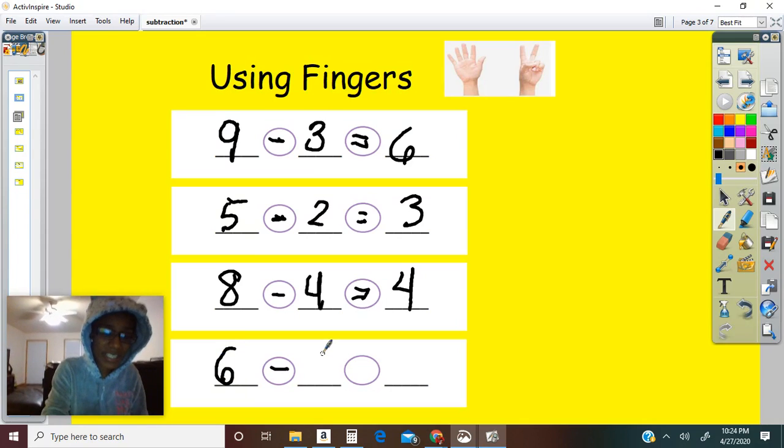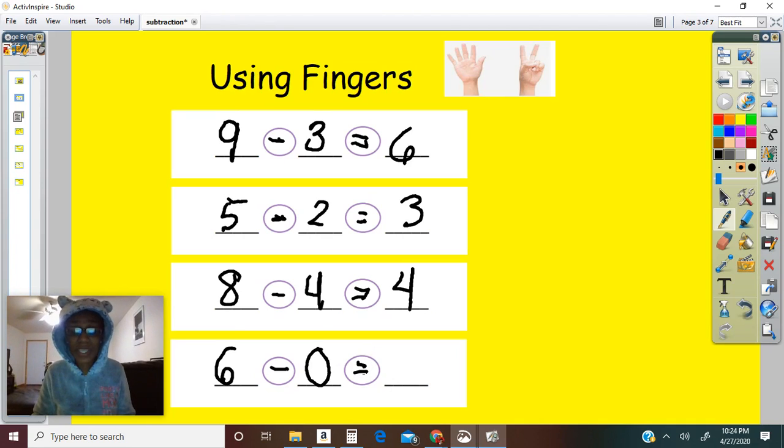Here's a tricky one. 6 minus 0 equals. How many fingers should we start with this time? You're right, 6. Now, how many fingers will we take away? 0. Take away 0 fingers. How many fingers do you have left? Let's count. 1, 2, 3, 4, 5, 6. 6 is our answer. So now we know that 6 take away 0 is still 6.